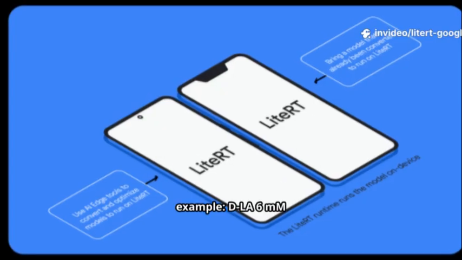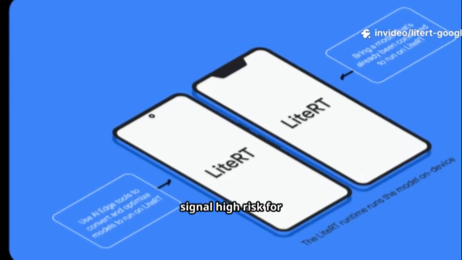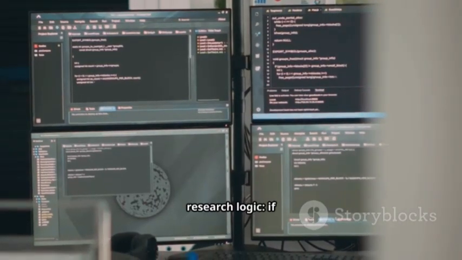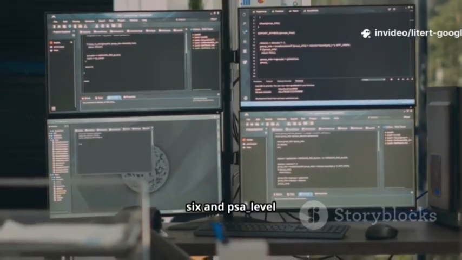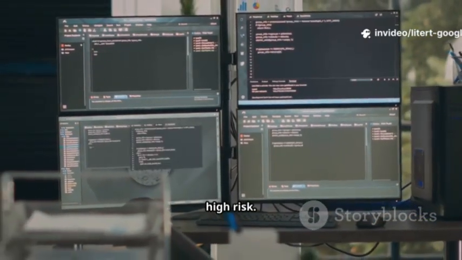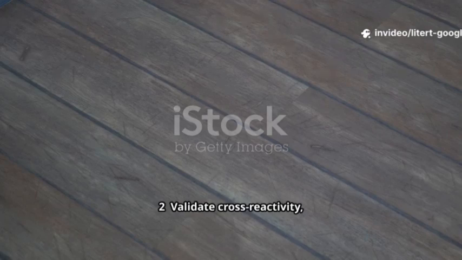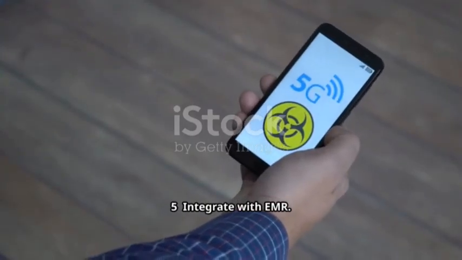Clinical threshold example, DLA 6 mM and PSA 4 ng/mL signal high risk for prostate follow-up. Server-side or research logic, if D_La_mM greater than 6 and PSA_level greater than 4, label prostatic high risk. Deployment checklist: 1, calibrate against LC-MS; 2, validate cross-reactivity; 3, manufacture strips; 4, certify clinical study; 5, integrate with EMR.